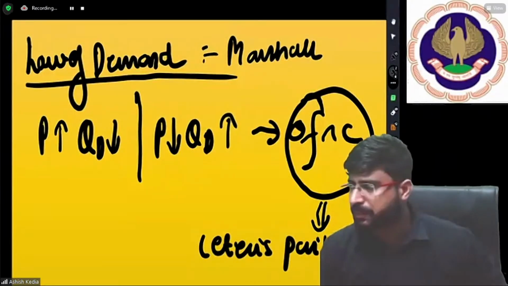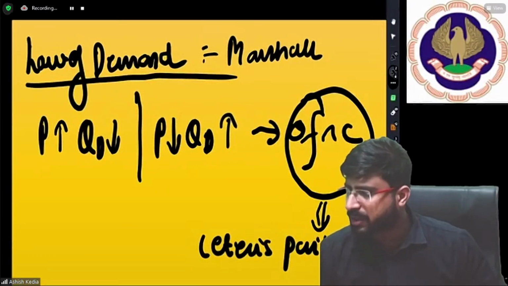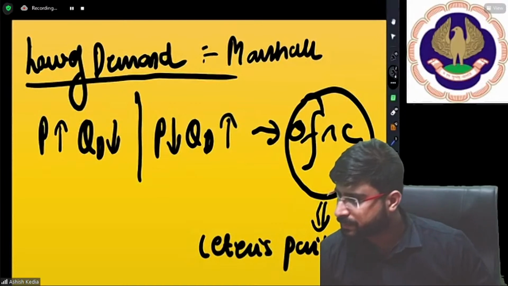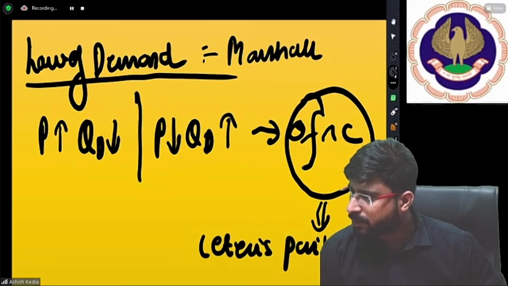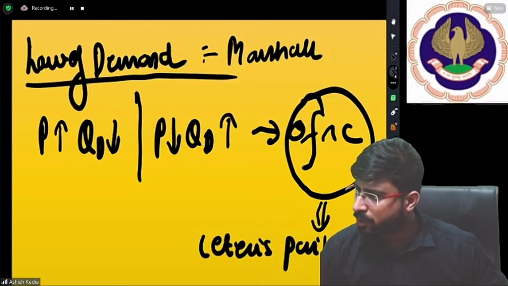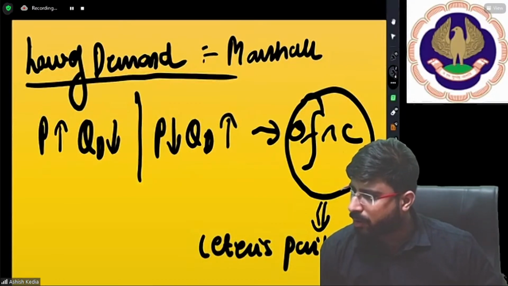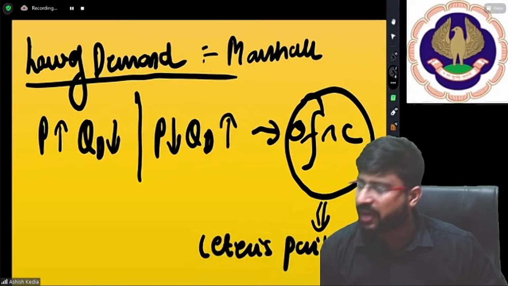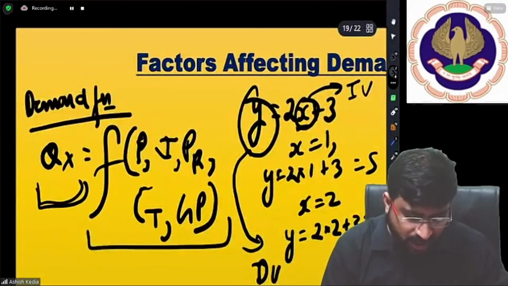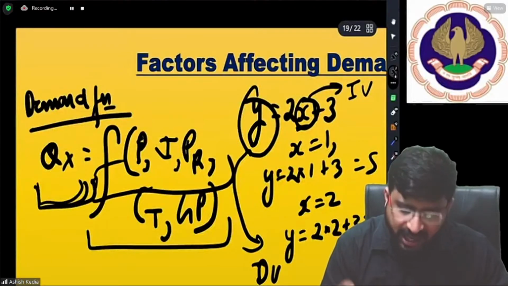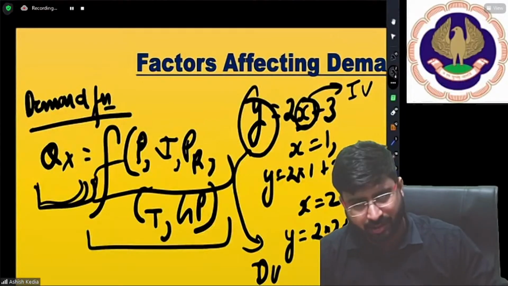So now let me clear it for you. One of our friends wanted to know what will be the definition of demand function. So my dear friend, the demand function definition is the relationship between quantity demanded and factors affecting quantity.